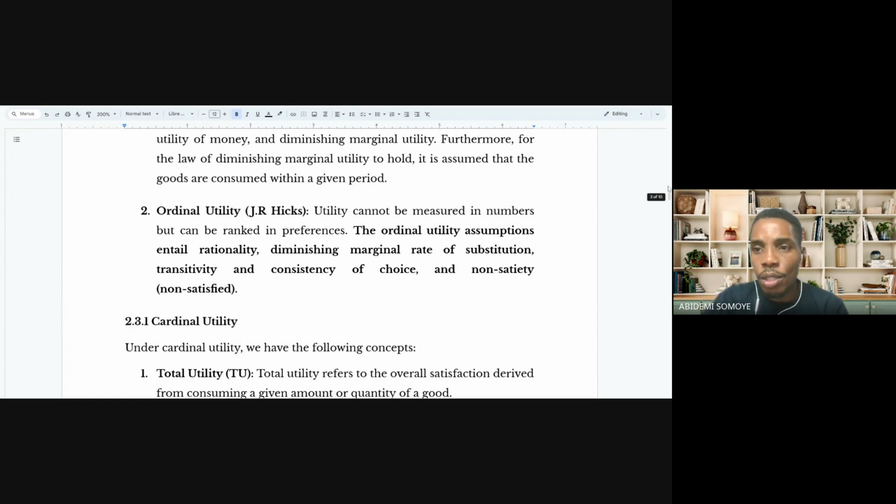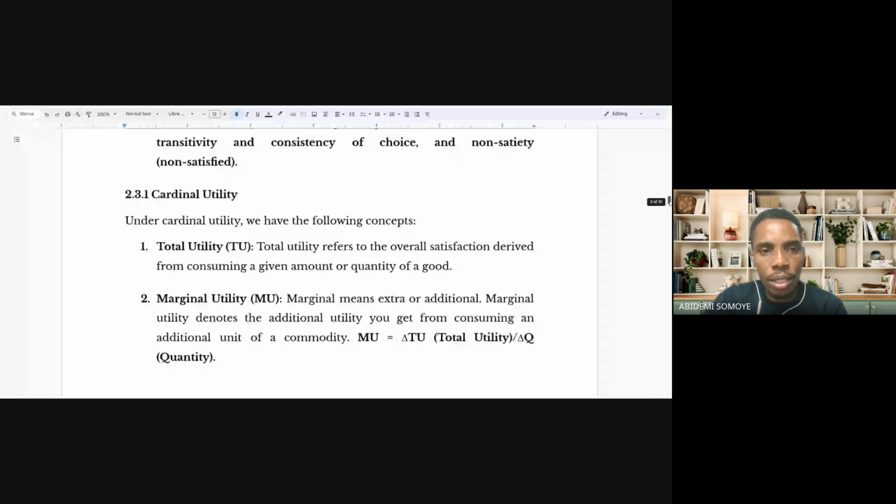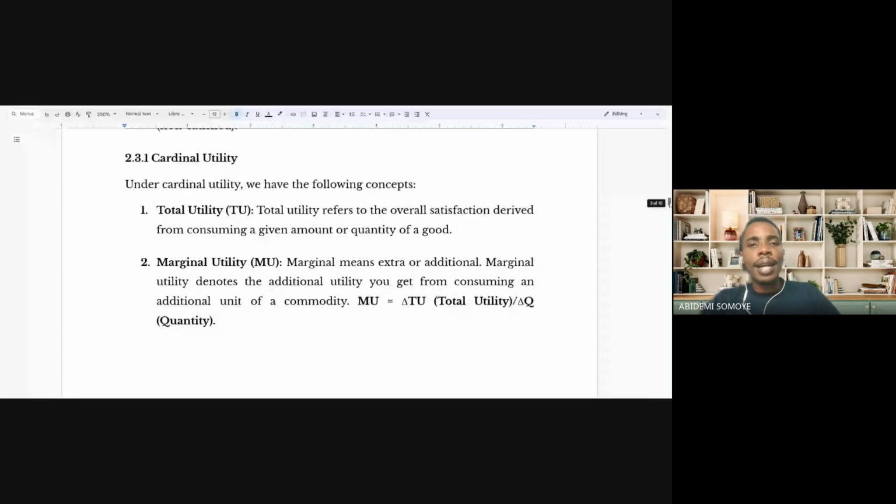Now, let's go further into cardinal utility. Under cardinal utility, we have the following concepts. First of all is total utility. Total utility basically is the total satisfaction that you have in consuming a given quantity of a good or a service. The total satisfaction that you have.